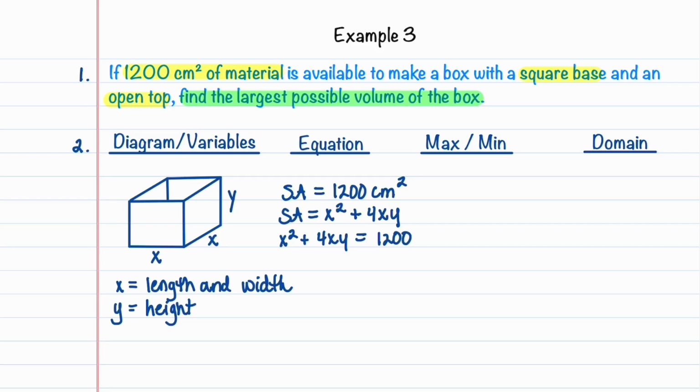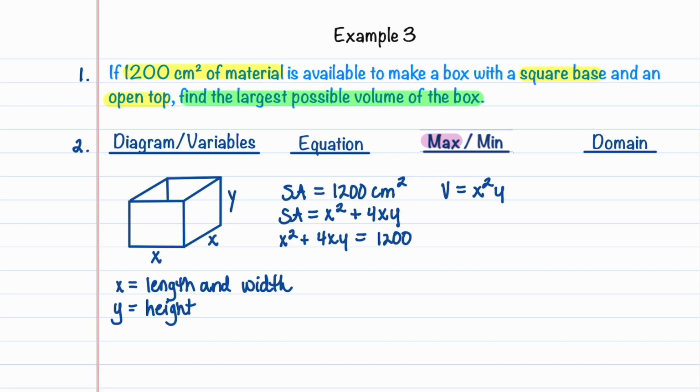Now let's go ahead and find if we are going to maximize or minimize a quantity. Going back up to the problem, it says we are to find the largest possible volume. That means that we're going to maximize the volume. So let's write down what the volume is. The volume of our box is the length times the width times the height. So that is x squared times y.